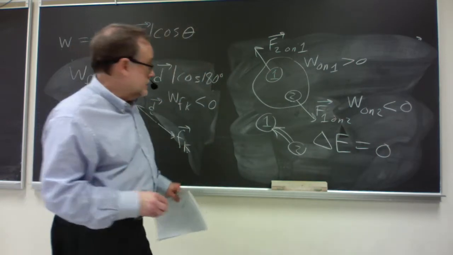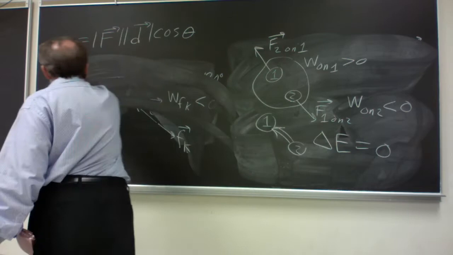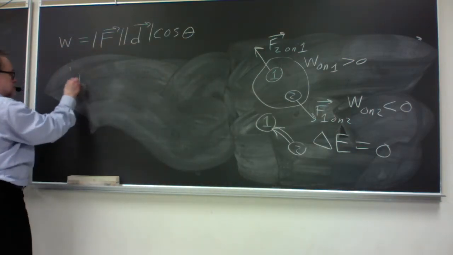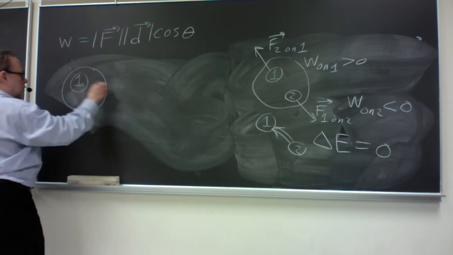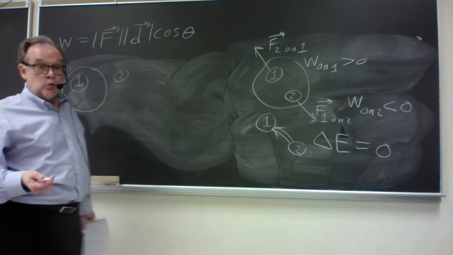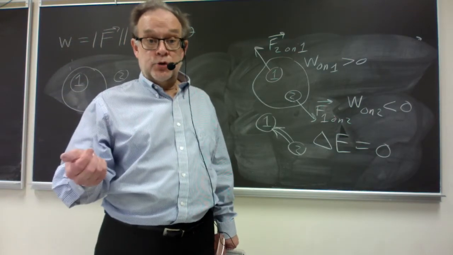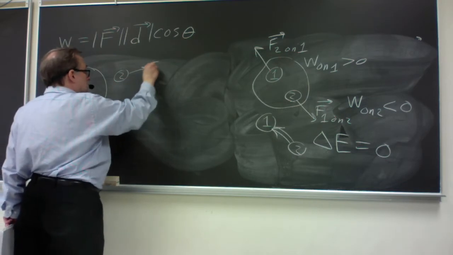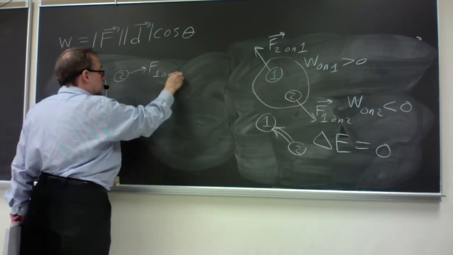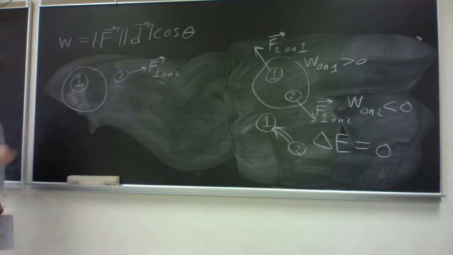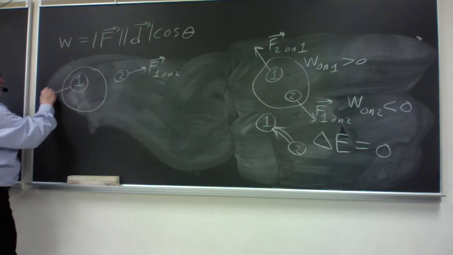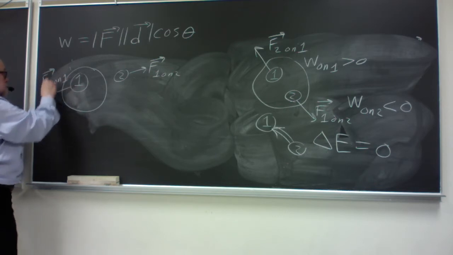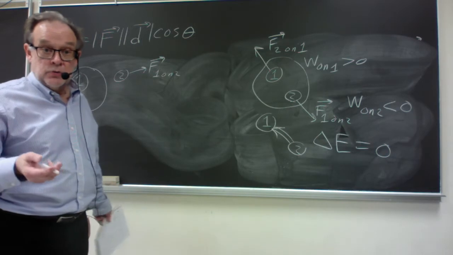Now let's look at a slightly different case. Thing one is still part of the system. Now thing two is something outside the system, but thing one and thing two are still interacting. In other words, there's still a force from thing one on thing two, and there's still a force from thing two on thing one. Right, forces like those will always be a Newton's third law pair.